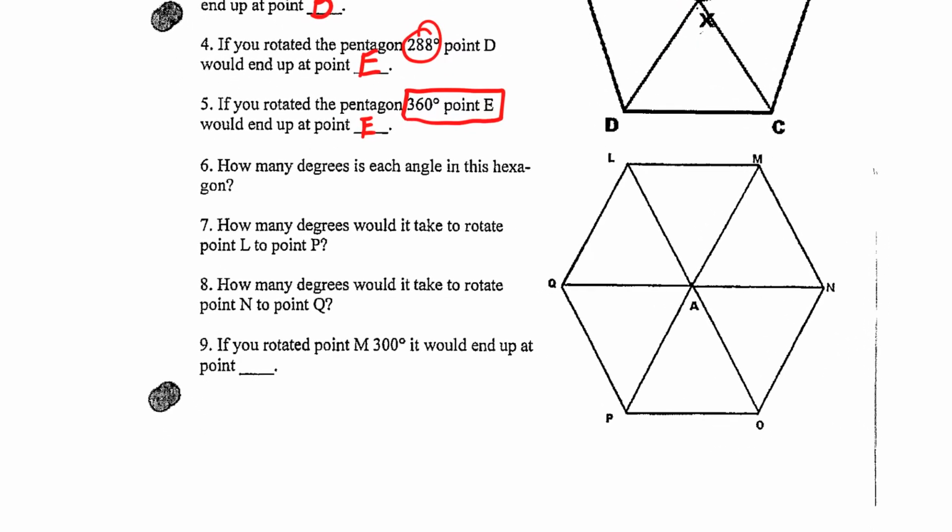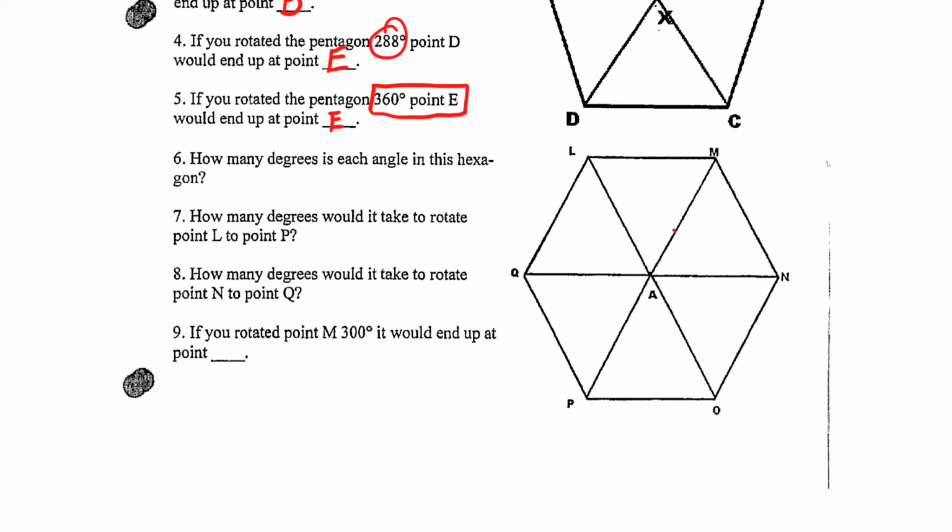Okay, number 6. How many degrees is in each angle? Assuming these are all the same, how many degrees is each angle of that hexagon? 36. Be careful. It's 60, that's right. 360 divided by 6 of them, that means each one is 60 degrees. So 60 degrees there, 60 degrees, 60 degrees, 60 degrees, 60 degrees, 60 degrees.